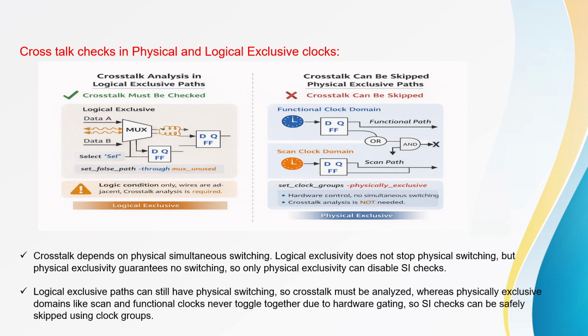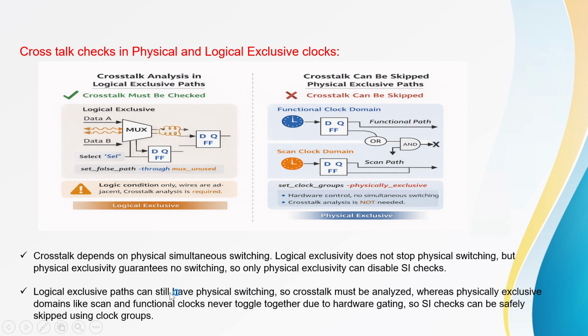So here we can say that in functional mode the scan clock is off and only the functional clock toggles. In scan mode the functional clock is off and only the scan clock toggles. Because of clock gating or clock mux hardware, both clocks never toggle together. So we use set_clock_groups physically exclusive and skip timing and crosstalk checks in physically exclusive clocks.